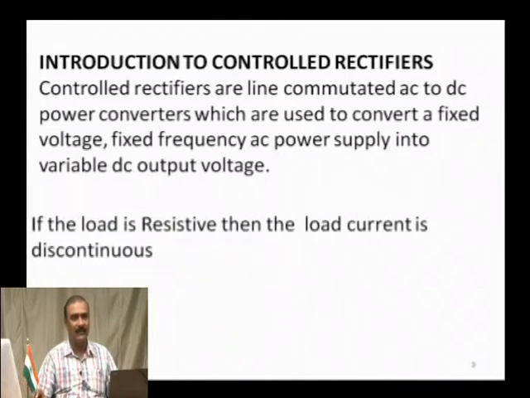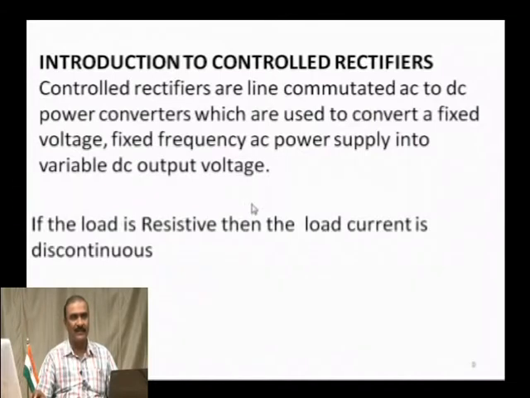That is why controlled rectifiers are line commutated AC to DC power converters, which are used to convert fixed voltage, fixed frequency AC power supply into variable DC output voltage. So, this is the definition for controlled rectifier.